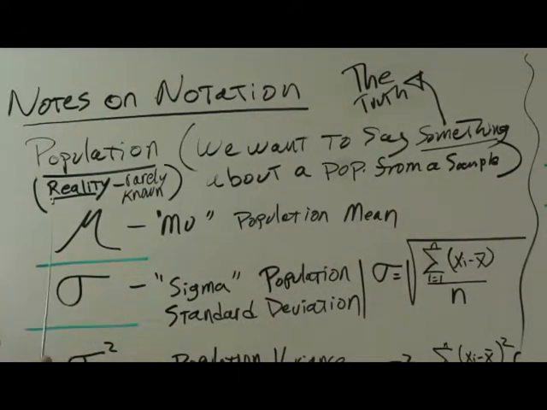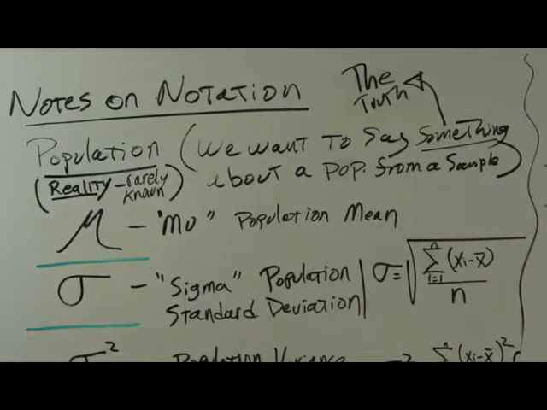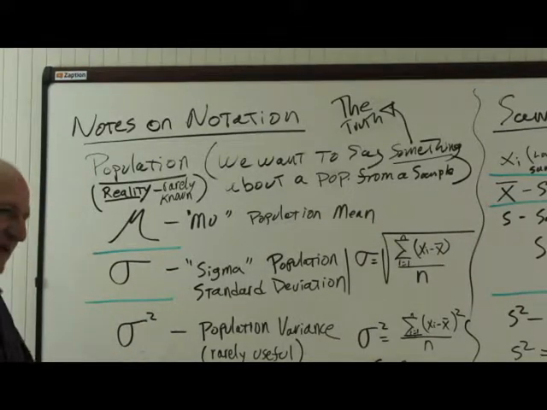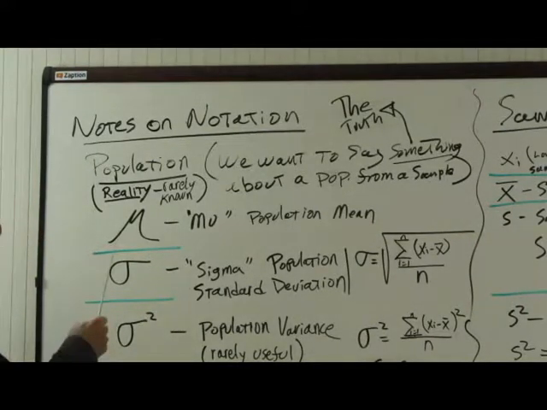Another way of saying that is that the information that is represented in the population is reality, but the truth here is it's rarely known. We rarely know this stuff, but we estimate it, and I'll come back to that in a minute. So mu, the Greek letter mu, is the population mean, and we rarely know the population mean. We sometimes do, and there's a topic later in the class that covers when we know that.